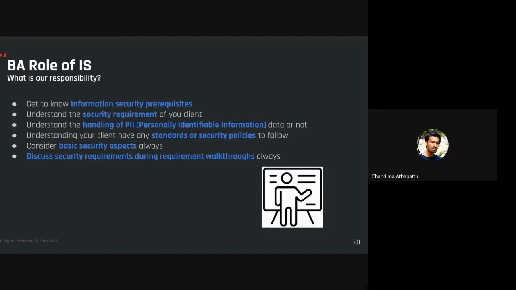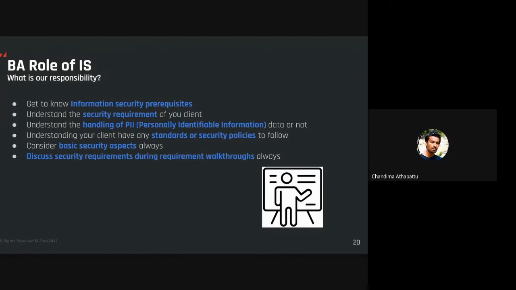As a BA, the information security prerequisites, the basics, you need to know. That is a must throughout every role. The priority here is understanding the security requirements of your client, right? So understand the handling of PII, the personally identifiable information data, or don't we have that in your project? You need to know that upfront, right? Based on that, the level of security is different. And also understand whether your client has any standards or security policies to follow. That is again a very important fact.